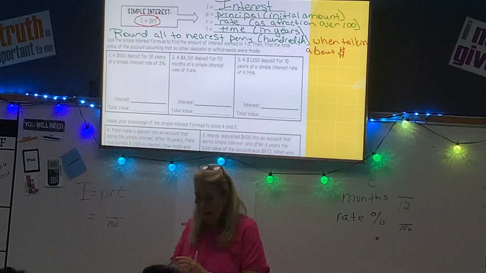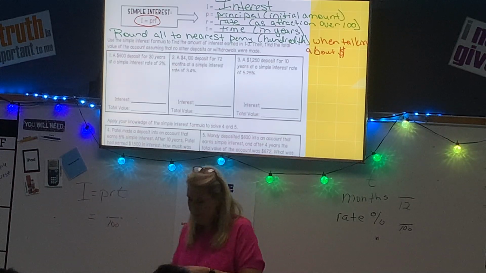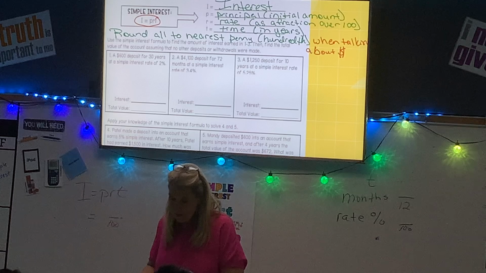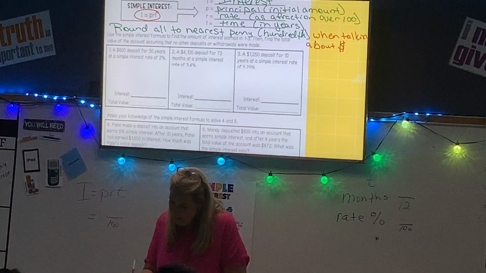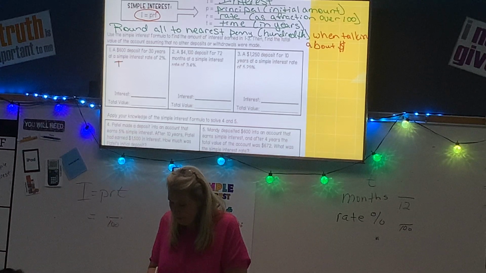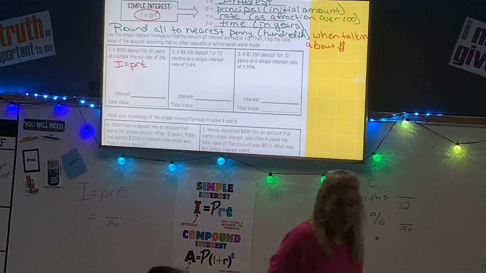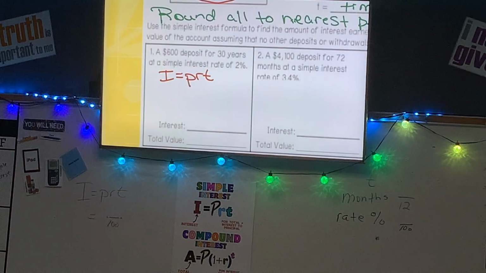So, let's go ahead and look at number 1. We know we're talking about simple interest, so the first thing you're going to do is write your formula. That is a non-negotiable. You must write your formula. Now, we see that we deposited $600. That's your initial starting fee, or starting amount. So that would be 600 in your P.